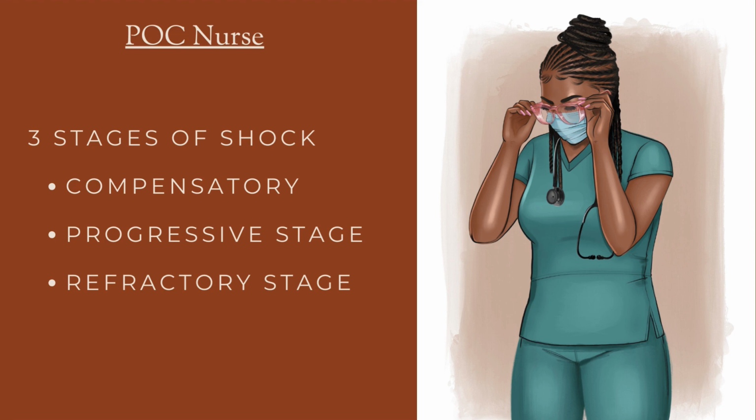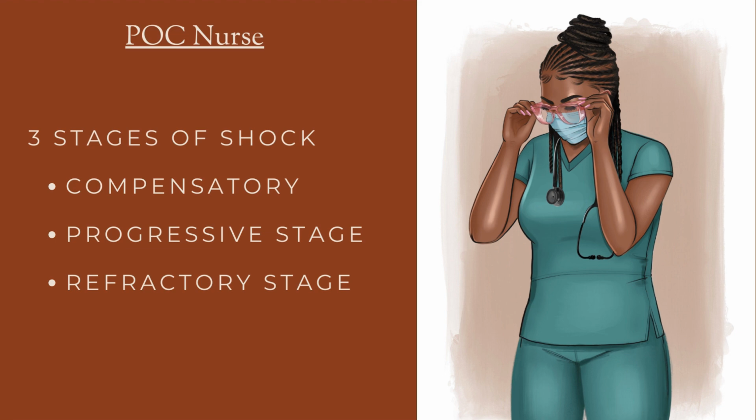The patient may start to show neurological symptoms such as restlessness. The patient may be anxious. The patient may start to complain of feeling thirsty. Remember, in the compensatory stage, the blood pressure is maintained. Moving on, we're going to talk about the progressive stage of shock.